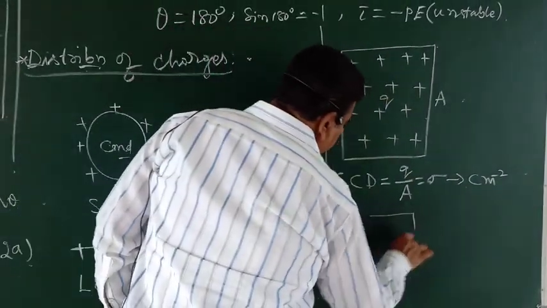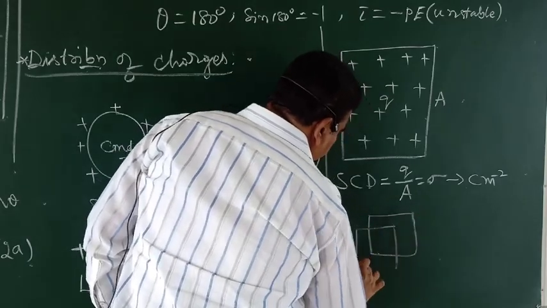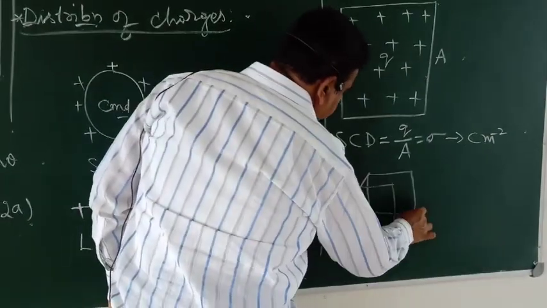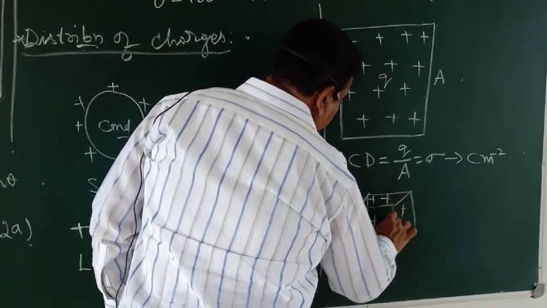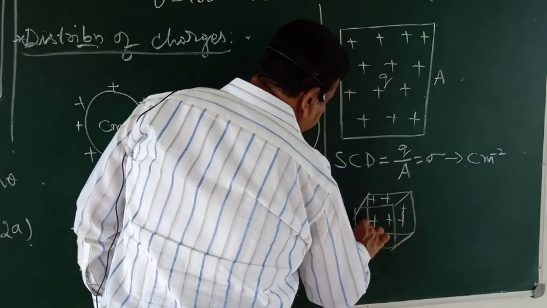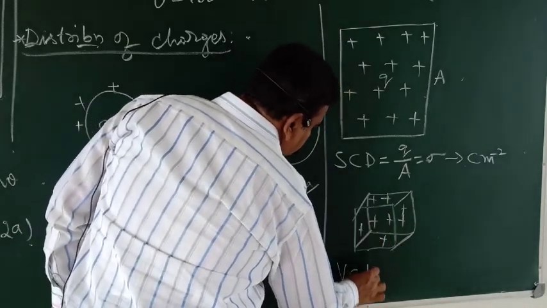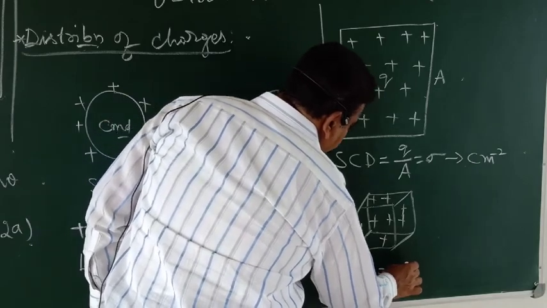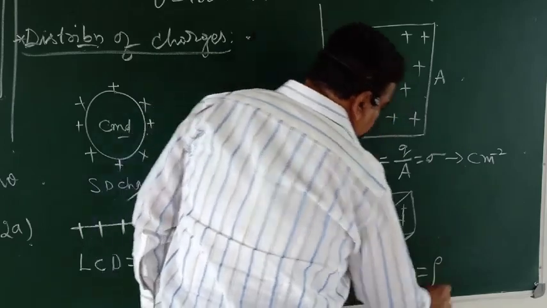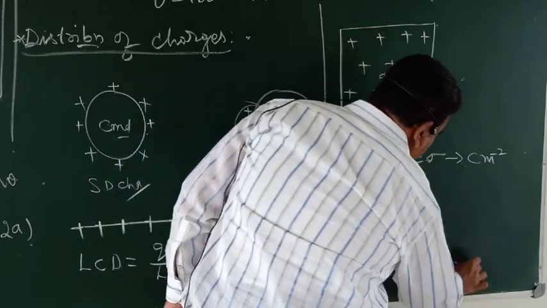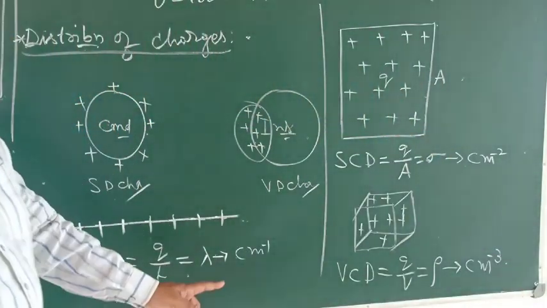Similarly, in a certain volume, if we give a certain amount of charge, the charge will distribute over the entire volume in an insulator. That charge per unit volume is called volume charge density. This is denoted by this Greek symbol. The unit is coulomb per meter cube.